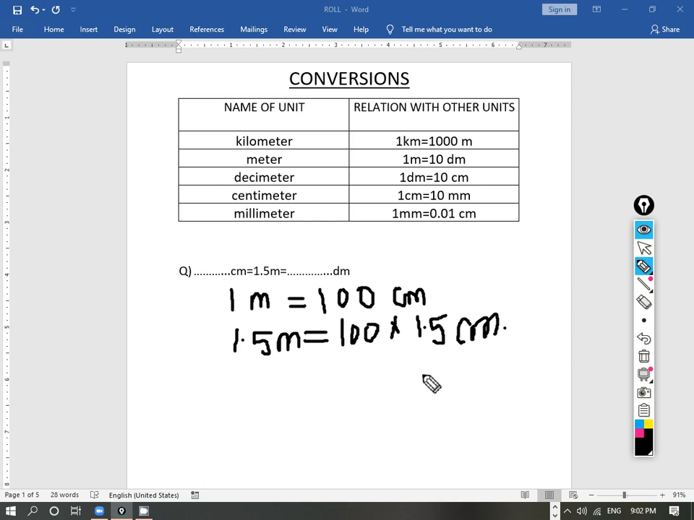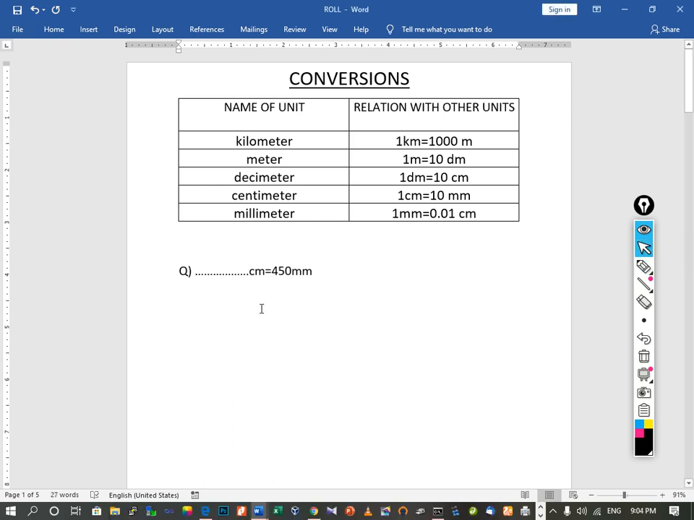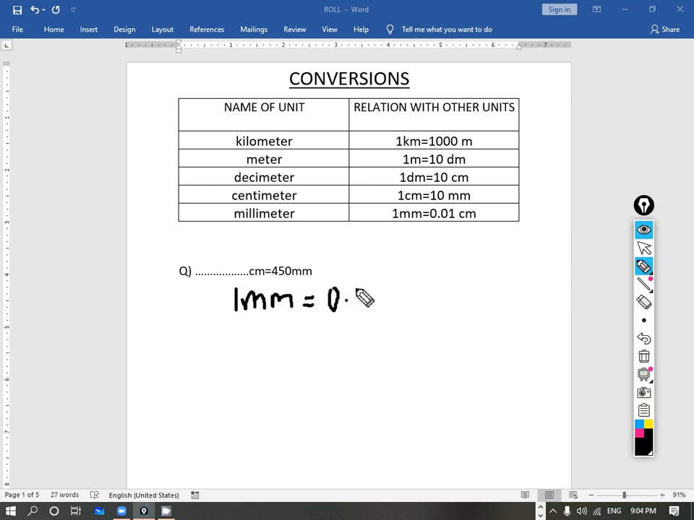Now let's solve another question. Our next question is to convert 450 millimeter, this is equal to how many centimeter. So from here we can see that 1 millimeter equals 0.01 centimeter.